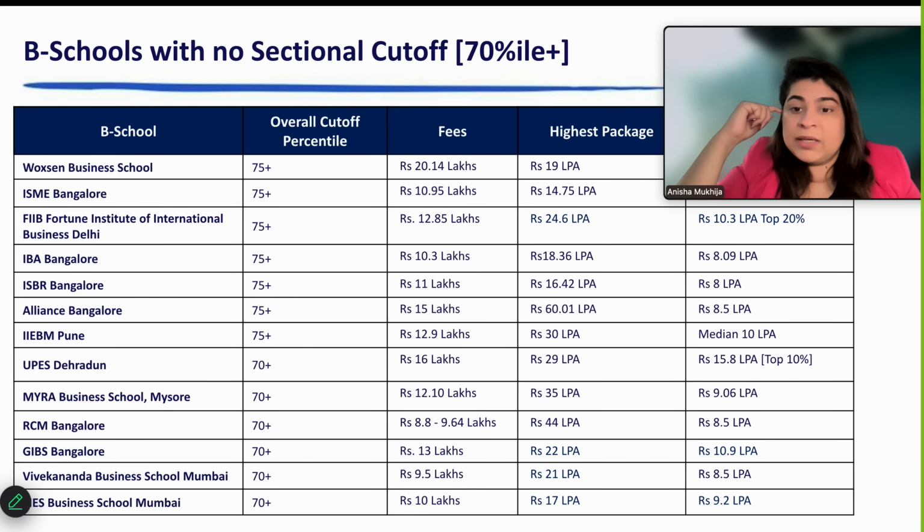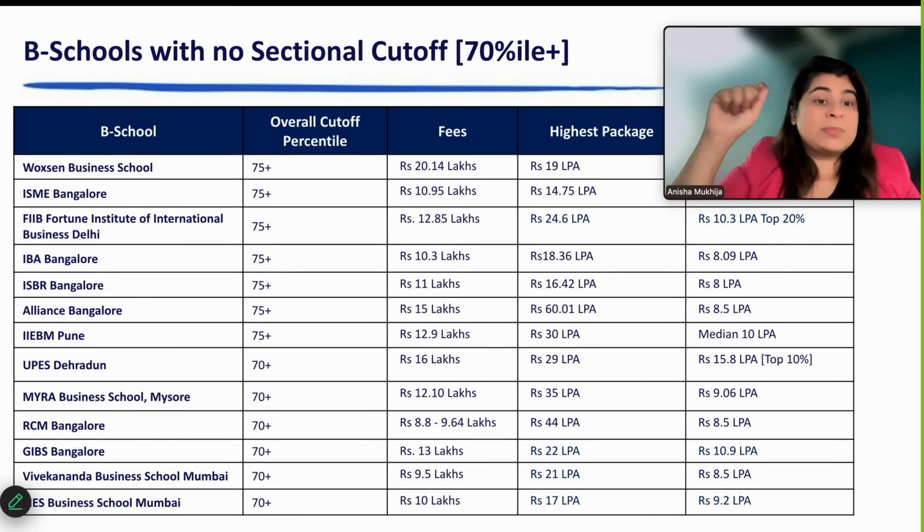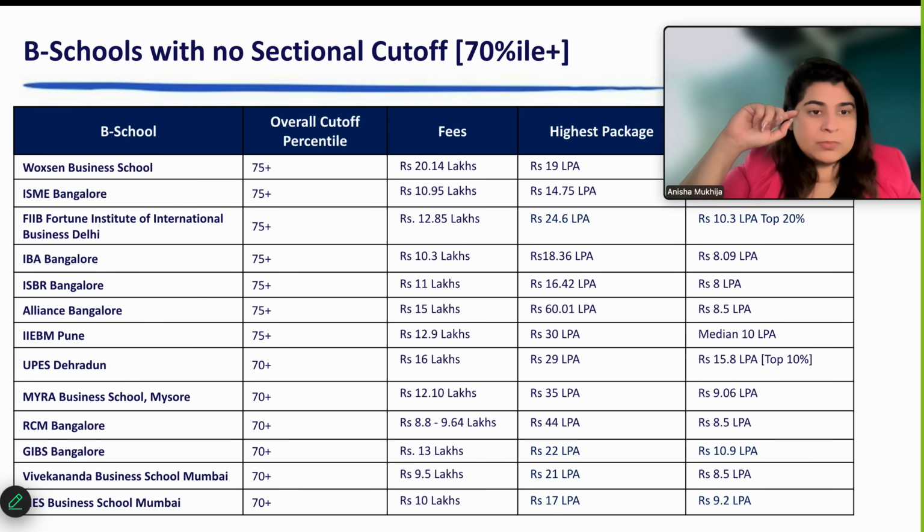We have IBA Bangalore in Bangalore. Here you get a lot of opportunities to choose single or dual specializations. With 75 percentile plus, you can expect a call. I think a lot of colleges now have started this global exposure program.